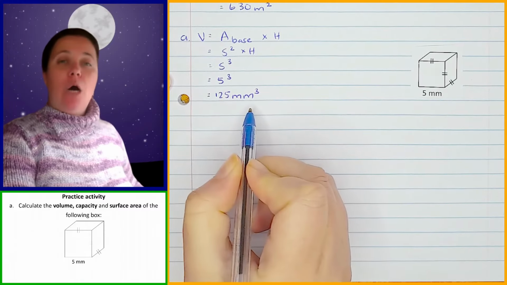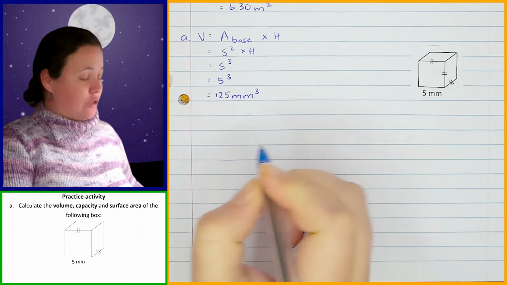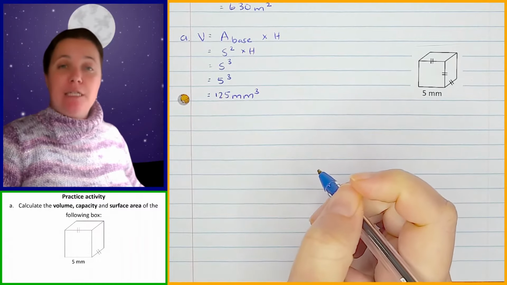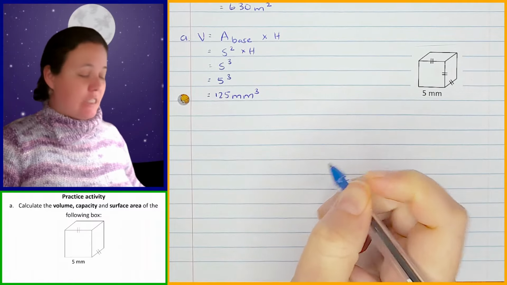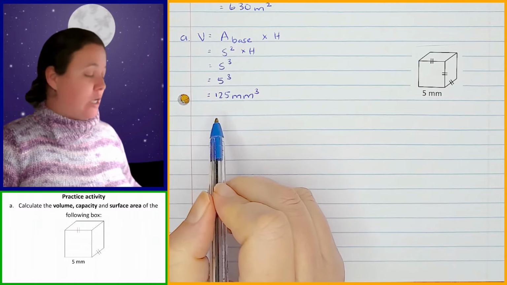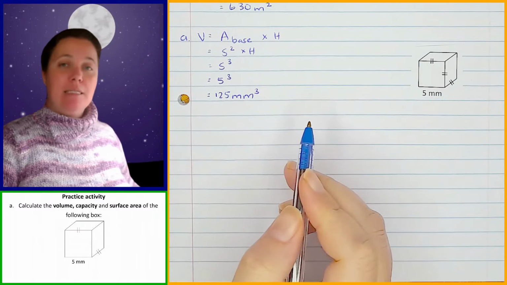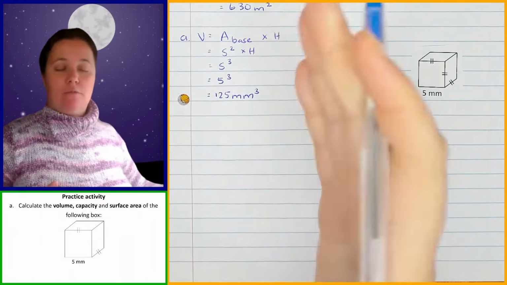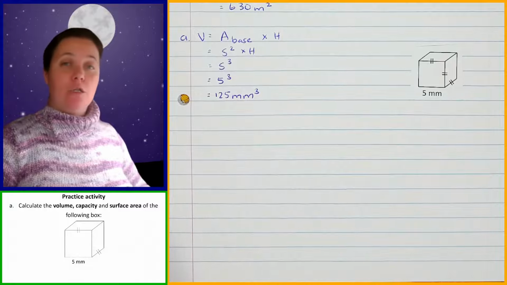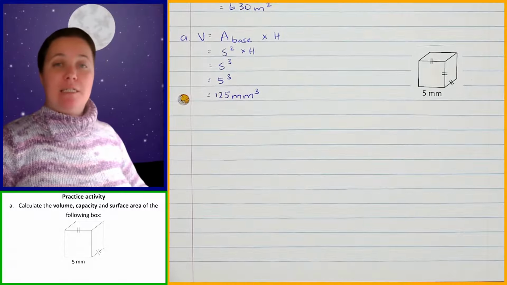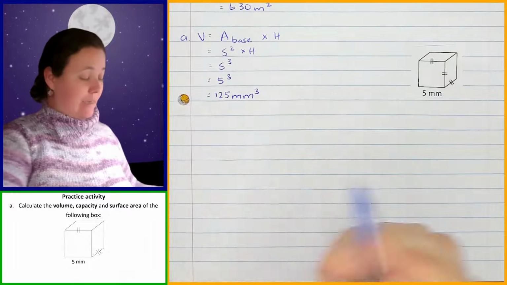Okay, now we have to find the capacity. To find the capacity, my volume needs to be in centimeters cubed or in meters cubed. Now in this case, it is not in centimeters cubed or in meters cubed. To convert from millimeters to centimeters, I'm not going to go to meters because it's further away. It's easier to convert from millimeters to centimeters. So to convert from millimeters to centimeters, I need to divide by 10.